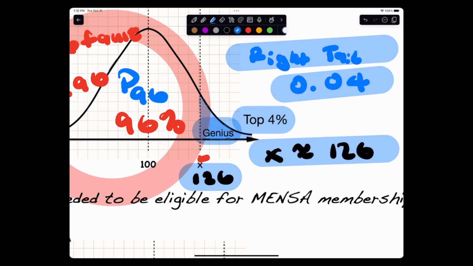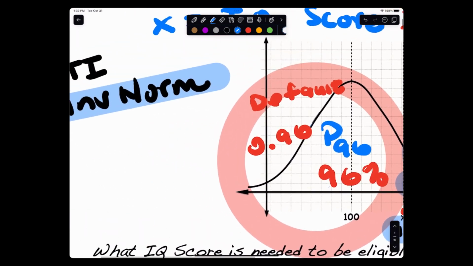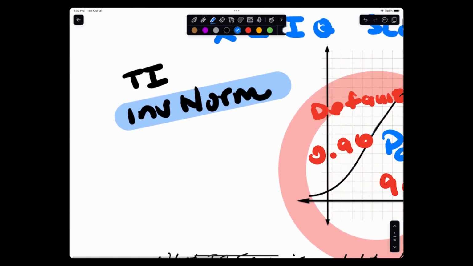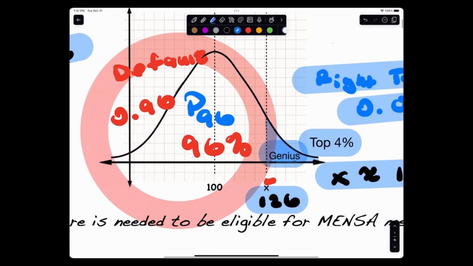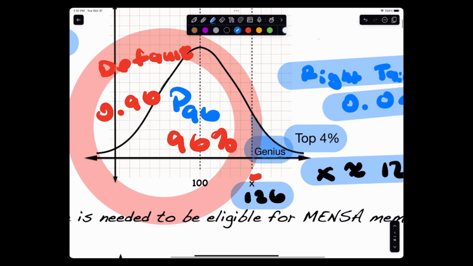Top 4%. Yes? So you use the percentage on the opposite side of the scale? It depends on the question, and you'll see the different questions. You're going to use the inverse norm to really work backwards, and it depends on the question. Top is always a right tail. We're going to see bottom, and that's going to be a left tail.